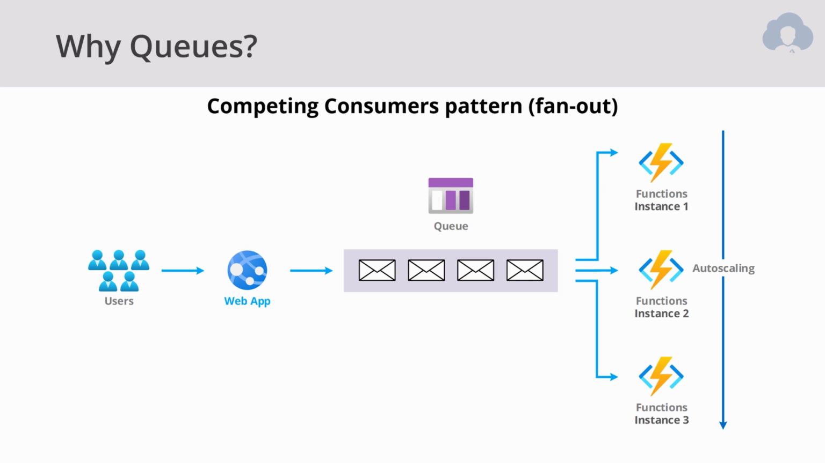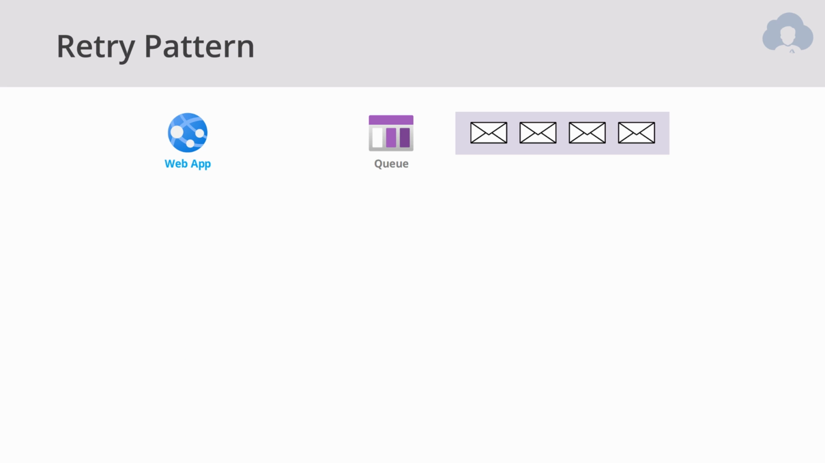This is the so-called competing consumers pattern, and it's an amazing way to scale your applications separately, and it's one of the core features of how serverless in Azure actually works. But let's talk about one of the best benefits of using queues, which is retries.